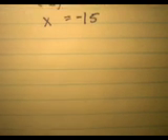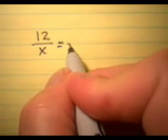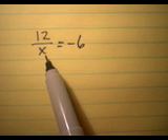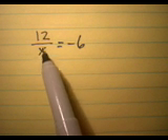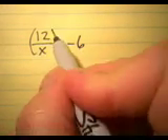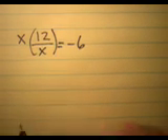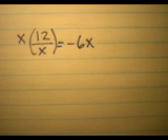Let's do one last problem. In this problem, we'll have 12 divided by x equals -6. This is a little different because the x is on the bottom, but I follow the same process. I have a number and I divide it by x. How do I get rid of dividing by x? I use the inverse operation. The opposite of dividing is to multiply, so I'm going to multiply by x. If I multiply one side by x, I have to multiply the other side by x.